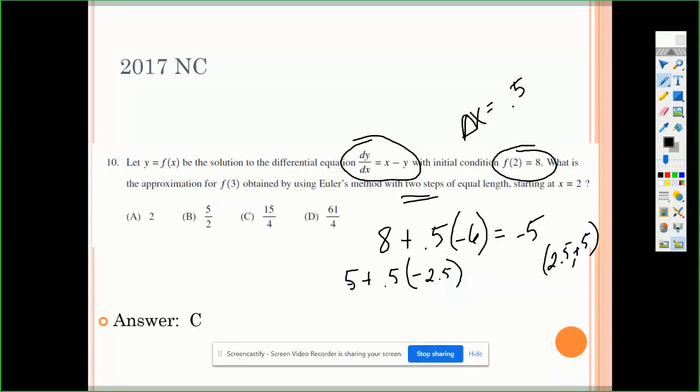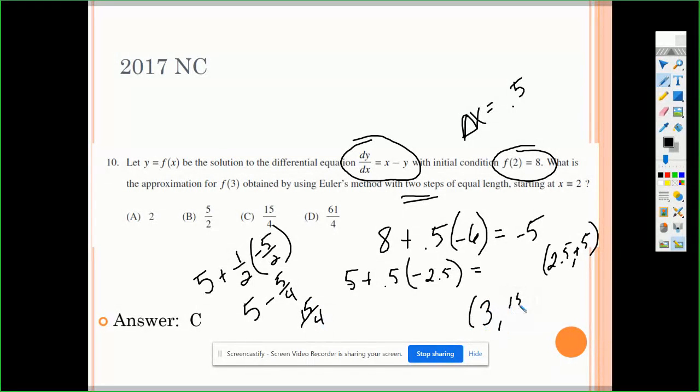Oh, I might want to go to fractions. So let me write this out. So 5 plus, I know what the answer is going to be, so I just want to make sure I can get there. -2.5 is -5/2. So I get 5 minus 5/4, which is 20/4 minus 5/4, which is 15/4. We are done at that point. We have made it to 3, and we're at 15/4, and that is C.